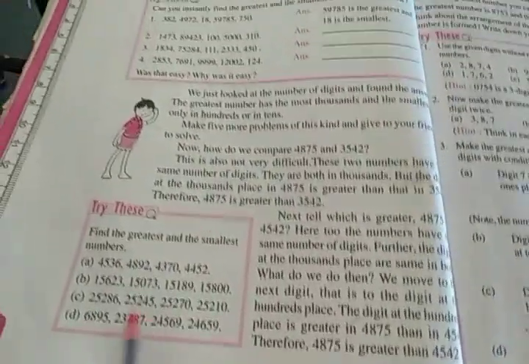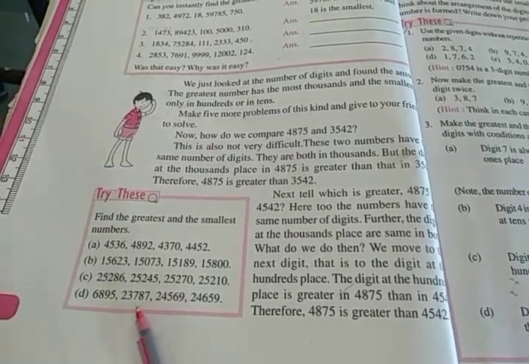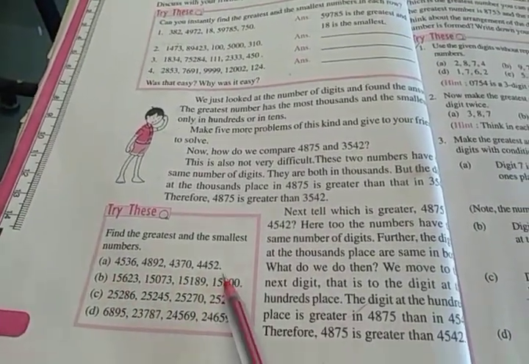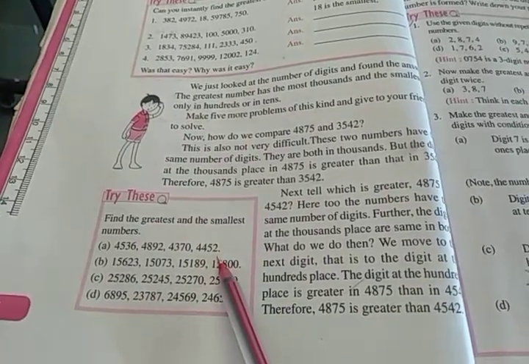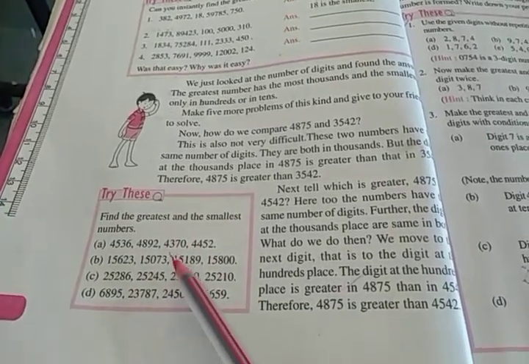Okay, one more exercise is given. Find the greatest and the smallest number. But what's the difference over here? See, the number of digits are equal. And you have to find which number is greater and which number is smaller. So that is also a task for you.